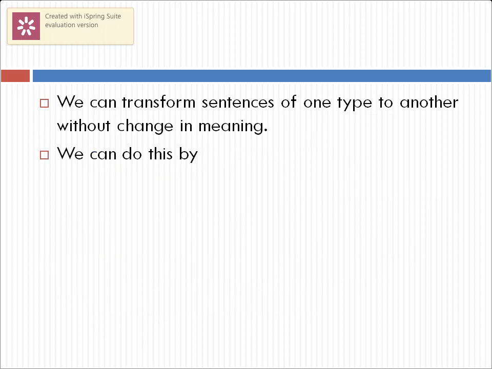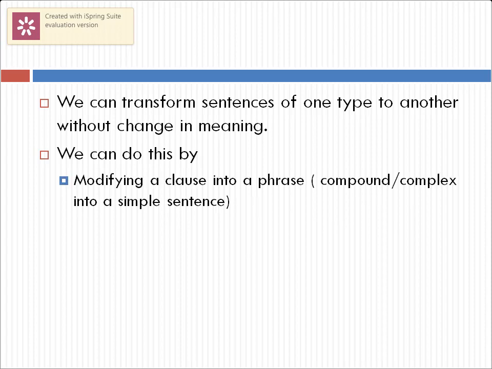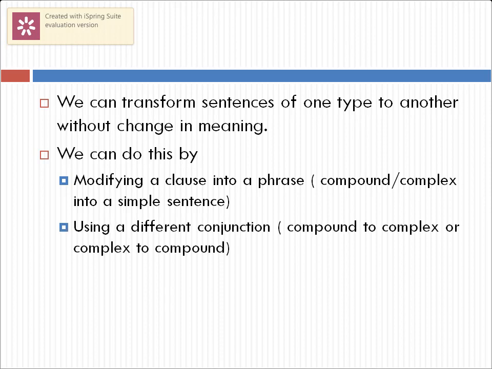Now we can transform sentences of one type to another without change in the meaning. We can do this by modifying a clause into a phrase. For example, if you want to change from a compound or a complex sentence into a simple sentence, we need to modify one of the clauses into a phrase. Either we have to remove the subject or a verb so that it becomes a phrase and is no more a clause. Or we can also do this by using a different conjunction.